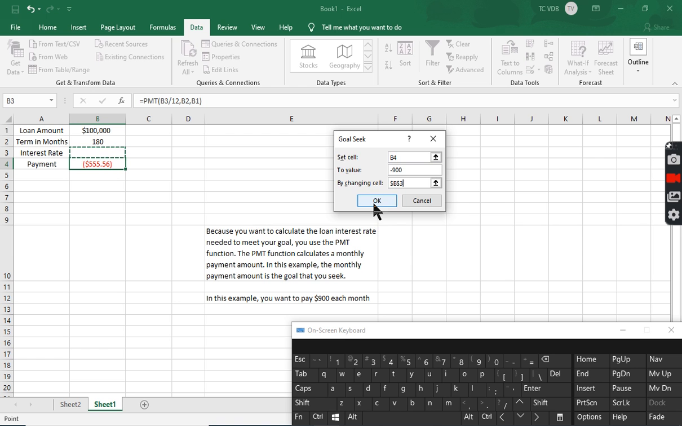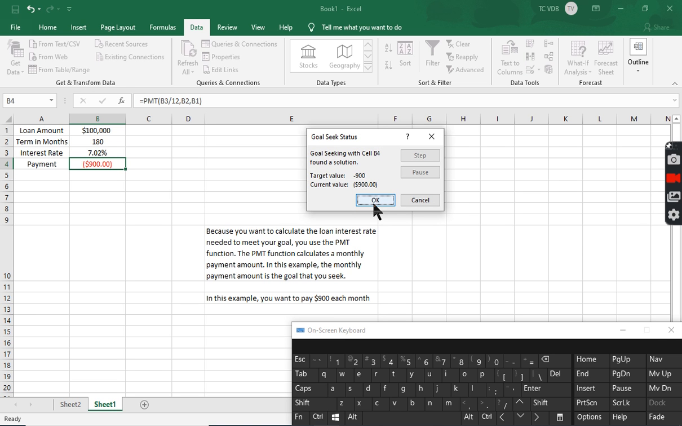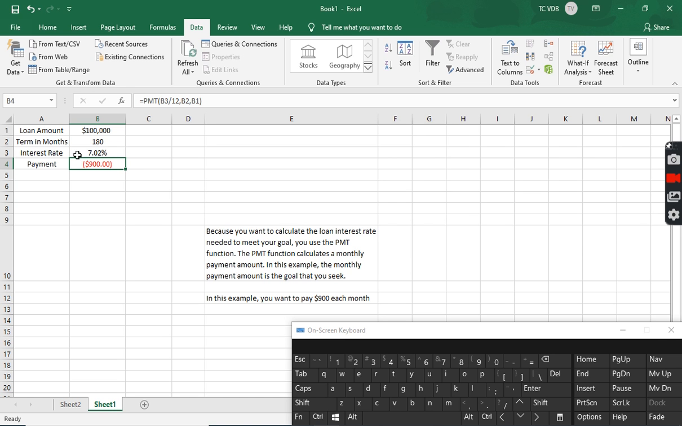So let's press OK. And there you go. Yep, so notice there's no formula in B3. It just gives us a flat number that it figured out and calculated. So that's the interest rate you'd be paying, and that's all through the goal seek.